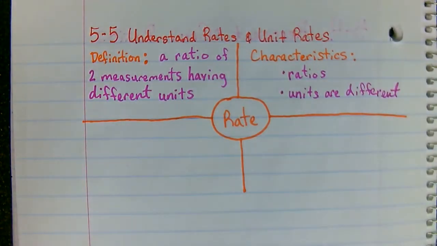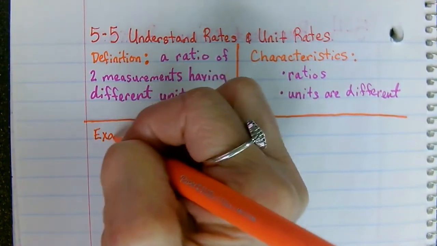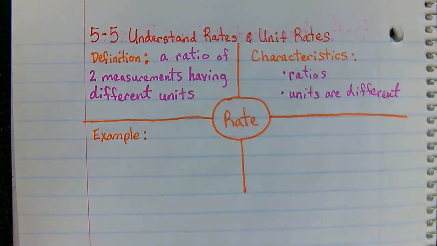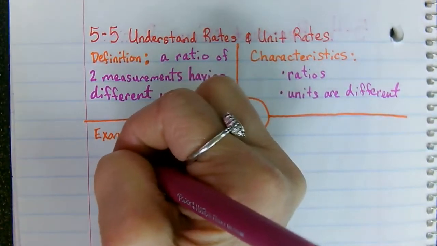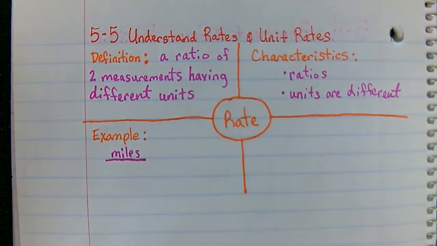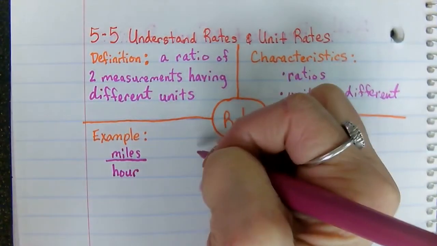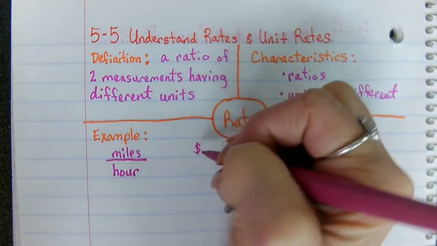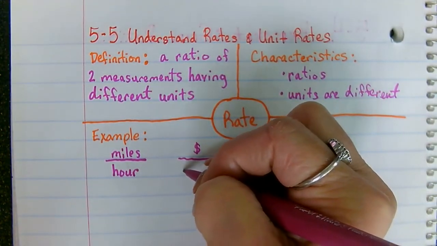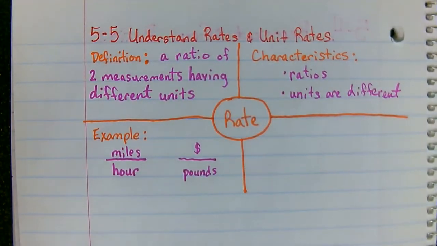Now over here on the left side, let's write an example to understand what this means. And that would be, for instance, something you're familiar with, like miles per hour. Miles. See, this fraction bar also means the word per hour. And then this one could also be like dollars per, look at that, per, the fraction bar, pounds. So that's kind of saying like cost per pound, technically.